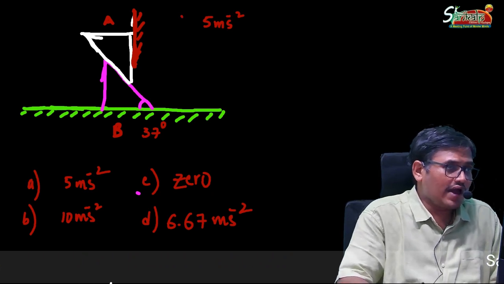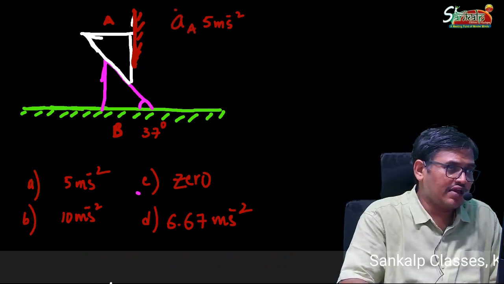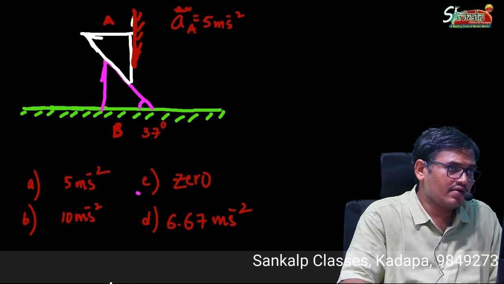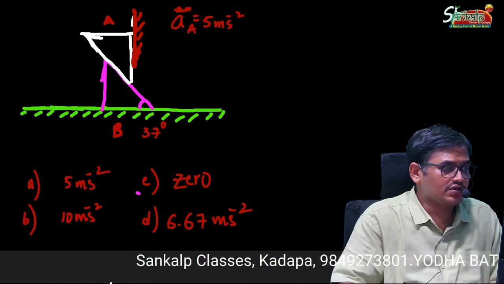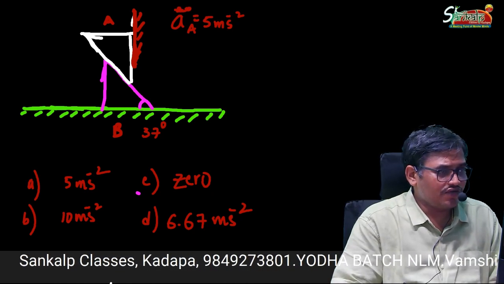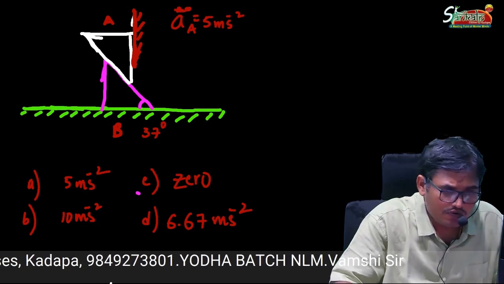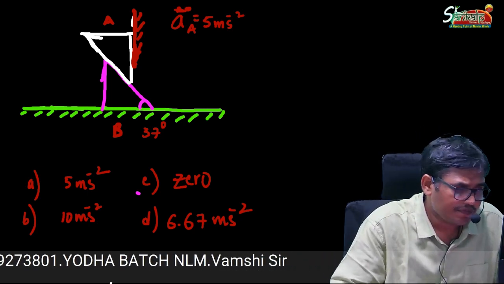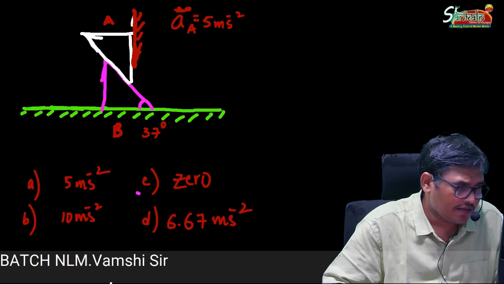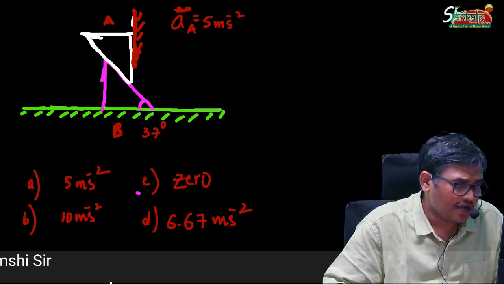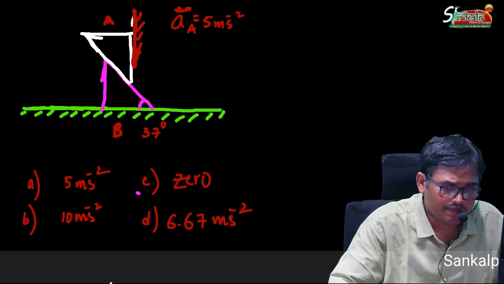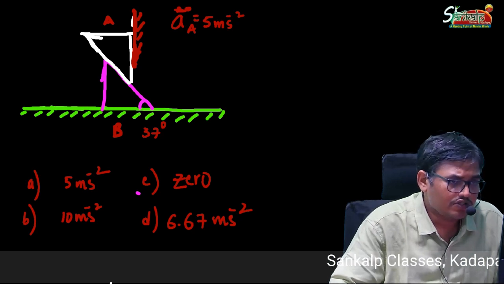So he gave the magnitude of the acceleration of wedge A. He is asking to find the acceleration of wedge B. You understood the question, all of you? My dear children, you understood the question?